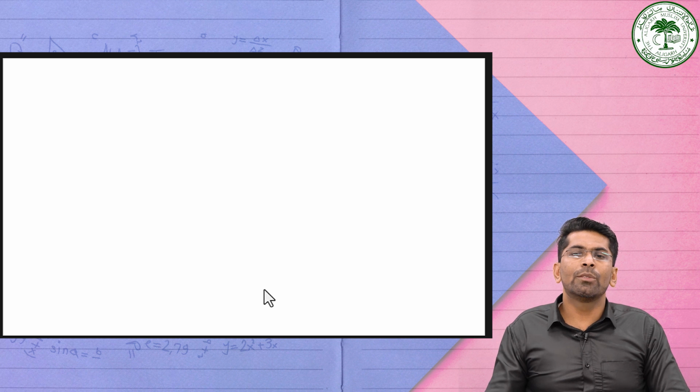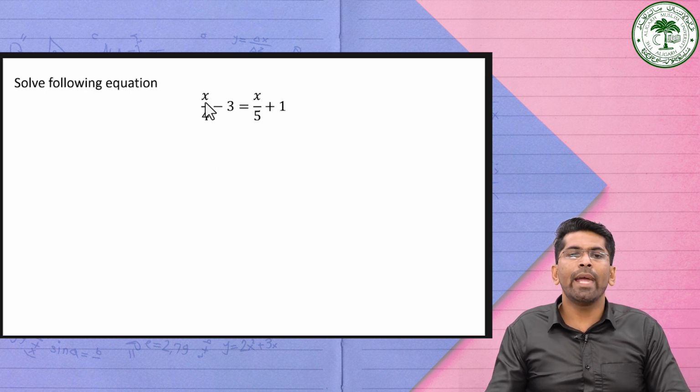Now similarly we can solve the following equation, that is x divided by 4 minus 3, which is equal to x divided by 5 plus 1.